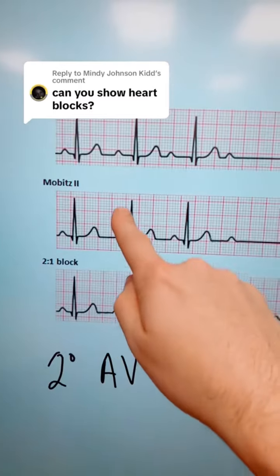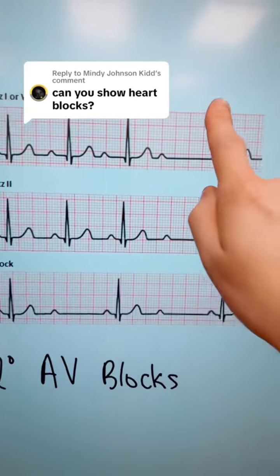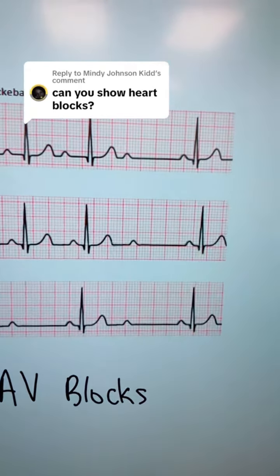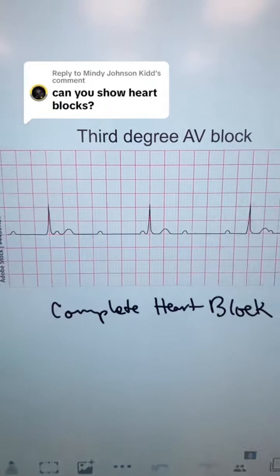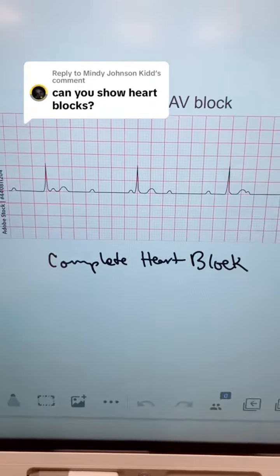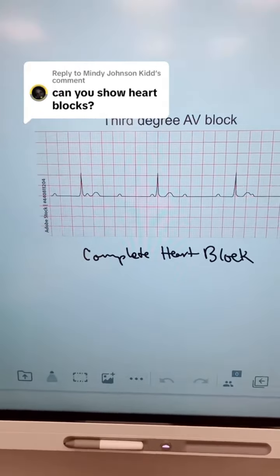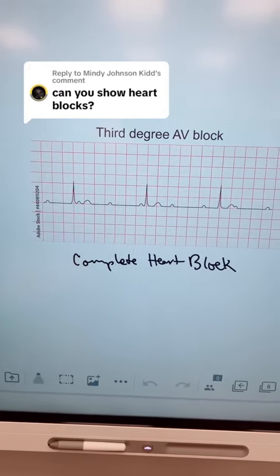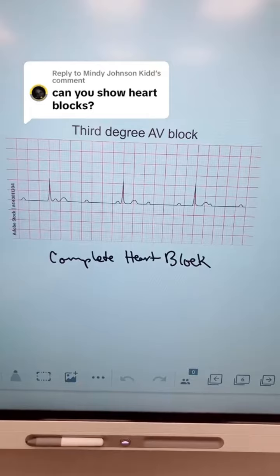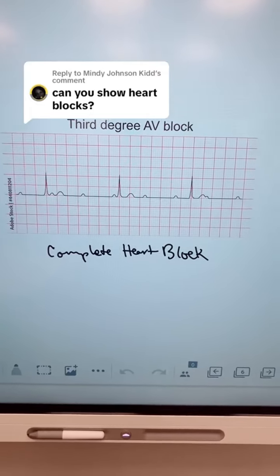Mobitz type 2 is the same, random dropped QRS. Finally, I want to look at a third degree AV block, also known as a complete heart block. Now, the other two, they're not necessarily deadly, but each one, as they progress, makes it more likely to throw you into a deadly rhythm. Third degree AV block is the most dangerous of these heart blocks.